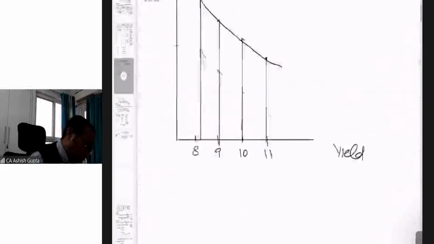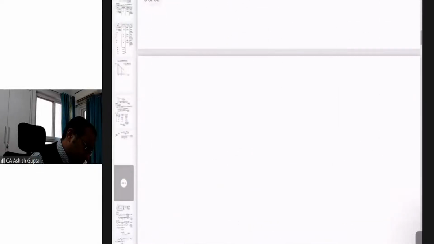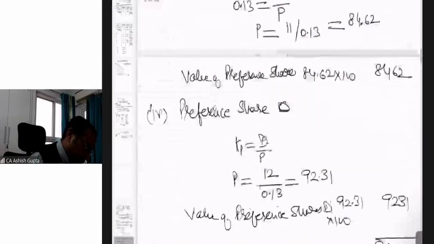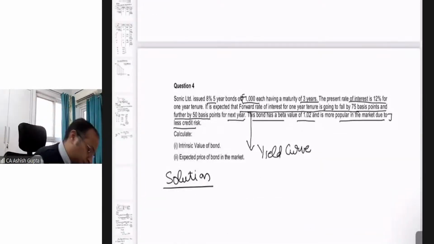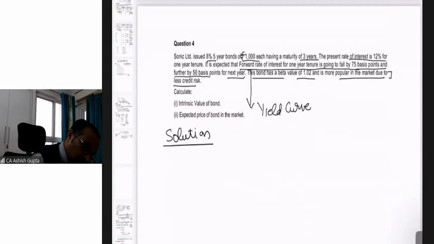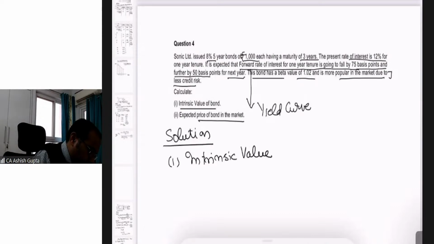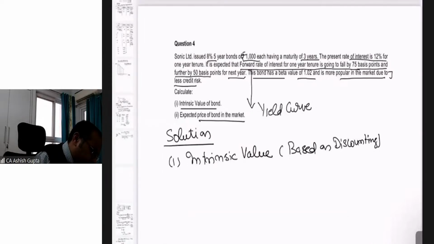Okay, students, so now let us solve the question. Here we shall use a different rate of interest for the different years. First of all, we need to calculate the intrinsic value and expected price of the bond. First of all, we compute the intrinsic value based on discounting. Now, what forward rate of interest or what forward yield shall we consider? Let us see.